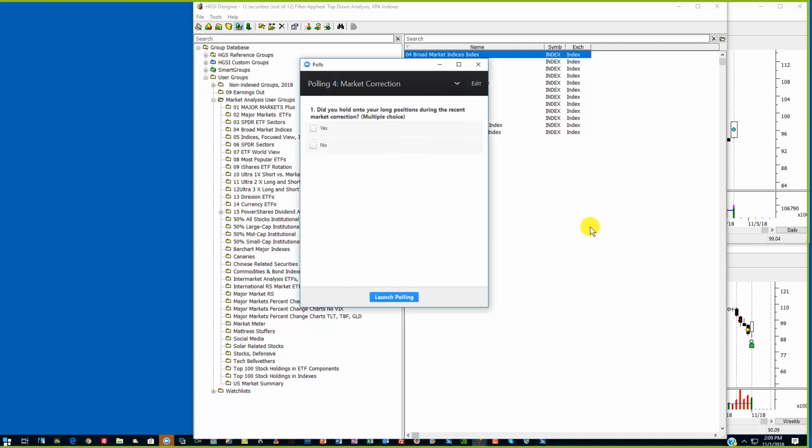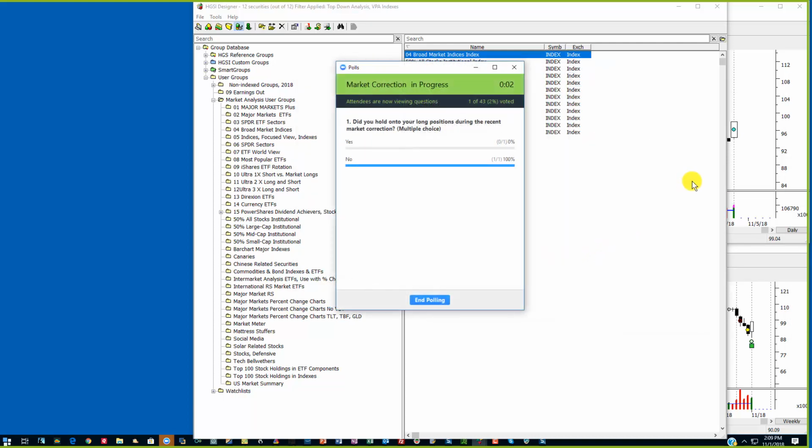And did you hold on to your long positions during the recent market correction? This is mainly just for my own information. I want to see how people reacted to it or responded to it. Okay, it looks like a little over a third of you held on to your positions and about two-thirds got out of your positions. All right, I'm going to end the polling. All right, that was interesting.